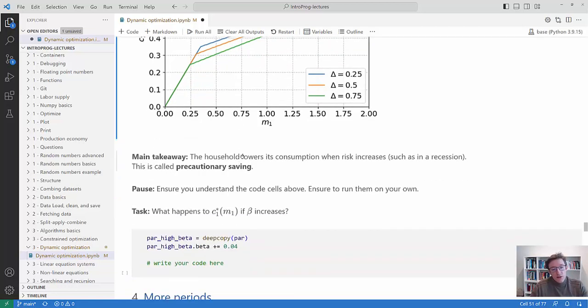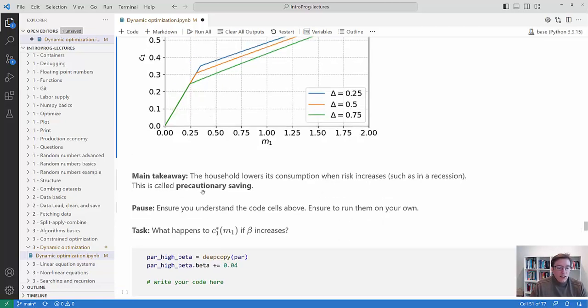One task you can try to work with is what happens to the consumption function if beta increases. So here I have a high beta, and I increase it with some part, and then you can see what happens with the consumption function. People get more patient, so that should be another reason for why consumption should decrease. So try to show that here.